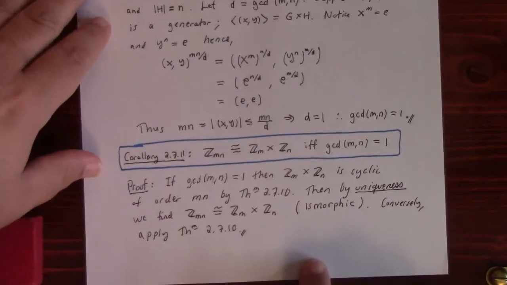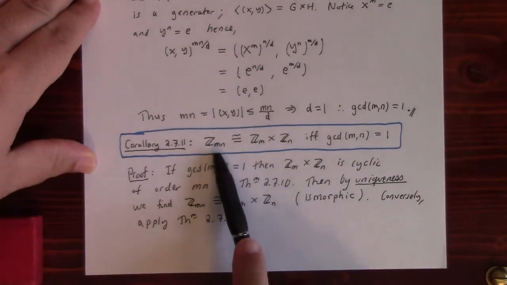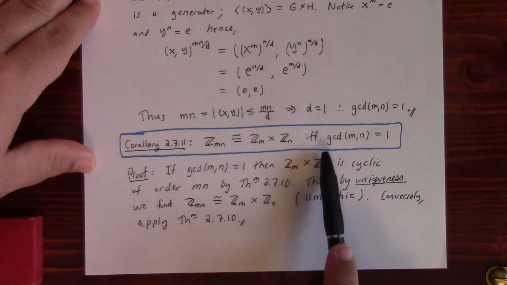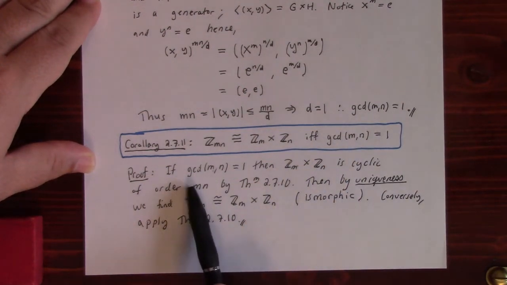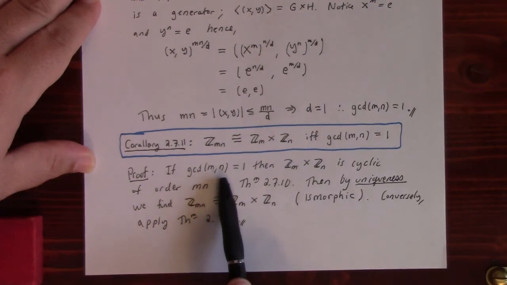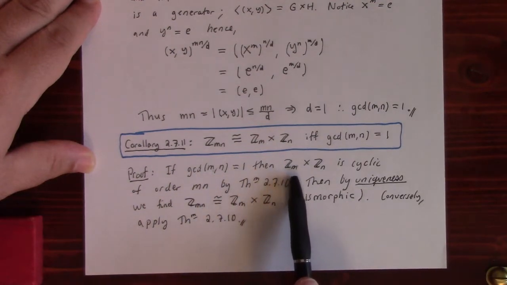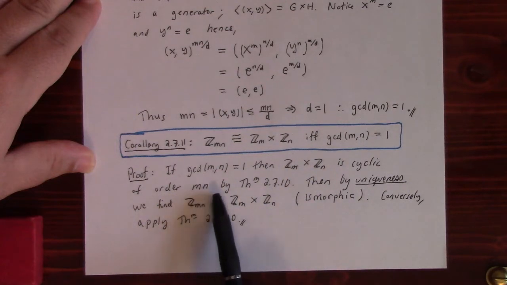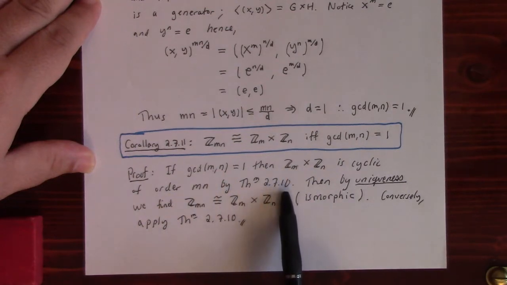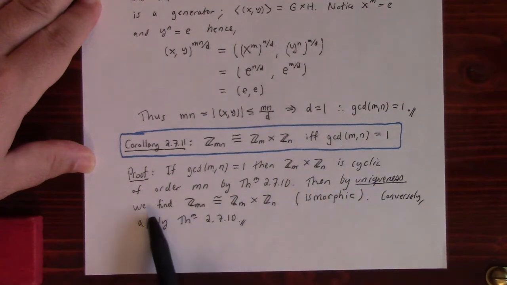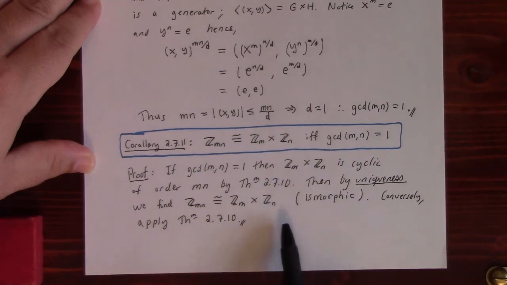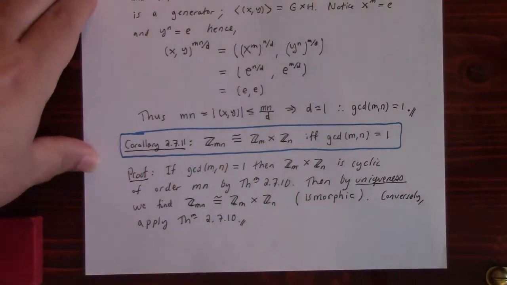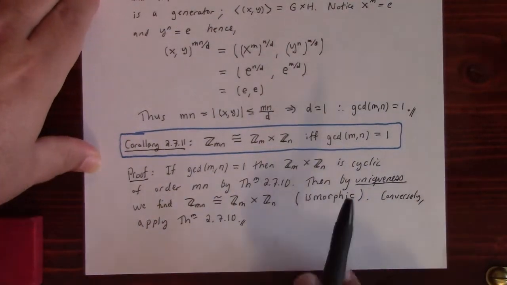Corollary. Zmn is isomorphic to Zm cross Zn if and only if the greatest common divisor of m and n is 1. The proof is pretty simple. If the greatest common divisor of m and n is 1, then Zm cross Zn is cyclic of order mn by theorem 2.7.10, which we just proved. Then by the uniqueness of cyclic groups of a particular order, we find that Zmn is isomorphic to Zm cross Zn. And conversely, we can apply theorem 2.7.10 to get the other direction.